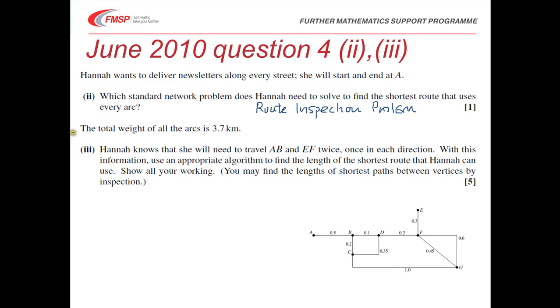We're told that the total weight of all the arcs is 3.7. Hannah knows that she will need to travel AB and EF twice, so she knows that she has to do these twice. So we don't really need to worry about those. With this information, use an appropriate algorithm to find the length of the shortest route that Hannah can use, and it says show all your working. So we'll need to do that very carefully.